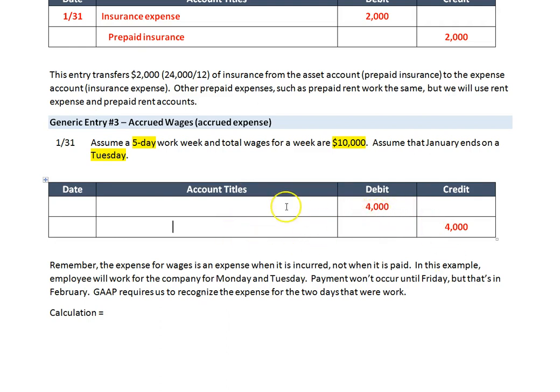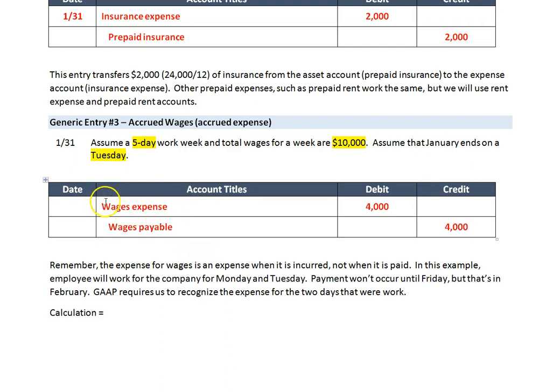All right, so we need to know what accounts we're going to hit here. Well, we owe these employees money right now, so we're going to call this one wages payable. It's just like accounts payable, but we know it relates to wages, and wages are usually a big expense for a company, so we just call them wages payable. You might see salaries payable somewhere. To me, it's the same thing right now. So we're going to hit wages payable, and then the other side has to be some type of expense. In this case, we'll call it wages expense.